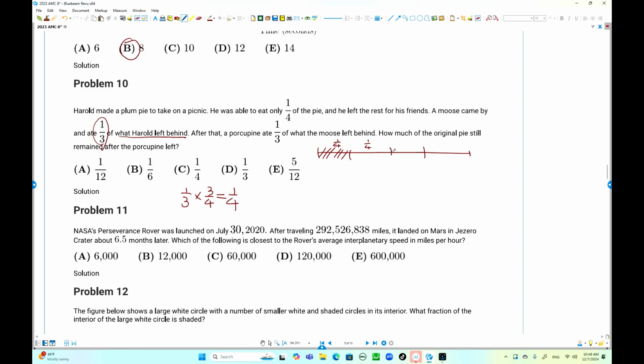The third guy, how much is left over here? 1/2 left, but he ate 1/3 of 1/2. Okay, that is 1/6, isn't it? He ate 1/6 over here. How much is left? You can use this one. Okay, 1/2 left, 1/6. So 1/2 minus 1/6. 3/6 minus 1/6 equals 2/6. That is 1/3 left.